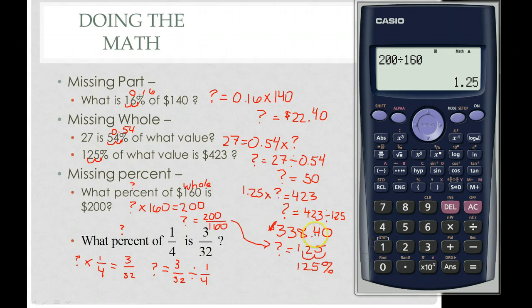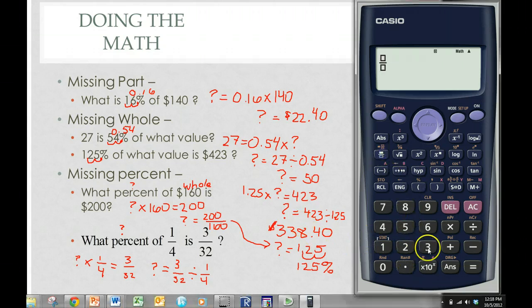So let's do that on the calculator. I take my fraction, 3/32, and move the arrow, and then I divide it by 1/4, and I get 3/8.